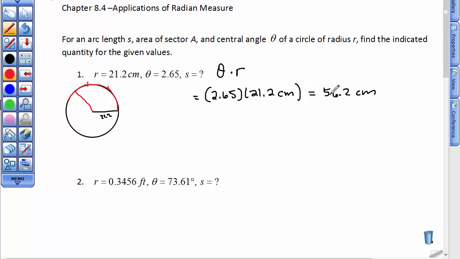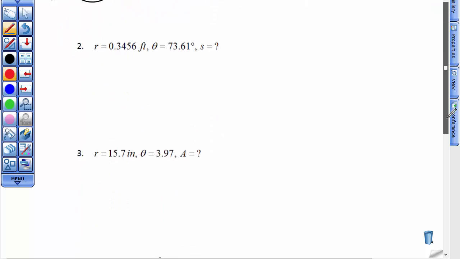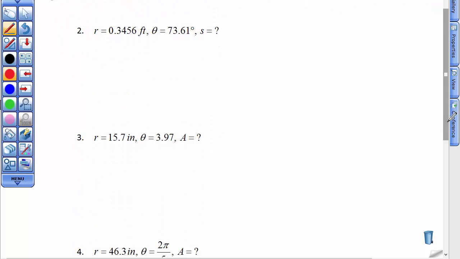In question number 2 here, you've just got to convert theta from degrees to radians. So get my black pen. So let's go here and let's take the 73.61 degrees and let's multiply that by pi over 180. I'm afraid I don't have that value. It's probably 1 point something. Maybe I'll go ahead and crunch that really quick. I don't have a calculator, so I'm going to have to not do that.